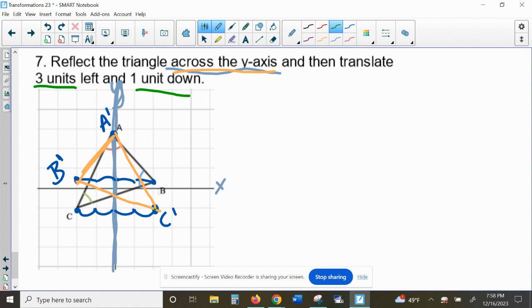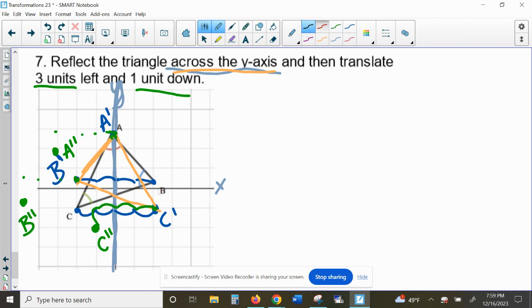I'm going to take this C and go 3 to the left, 1, 2, 3, and 1 down. So this is going to be my C double prime. This one, I'm going to move 3 to the left, 1, 2, 3, and 1 down. That puts me about right there. This is going to be my B double prime. My A, I need to go 1, 2, 3, and 1 down. And so this is going to be my A double prime.